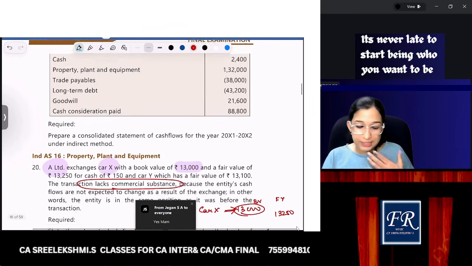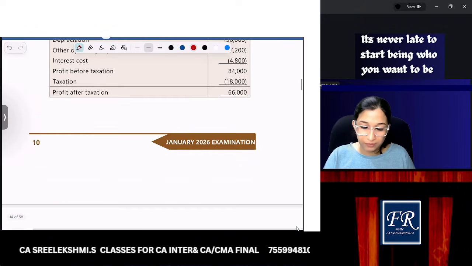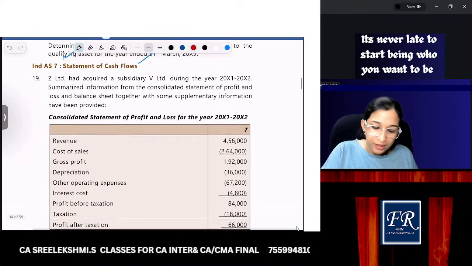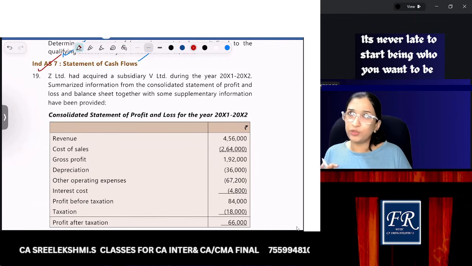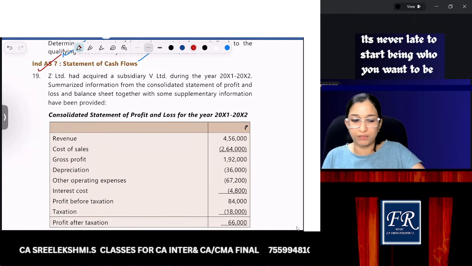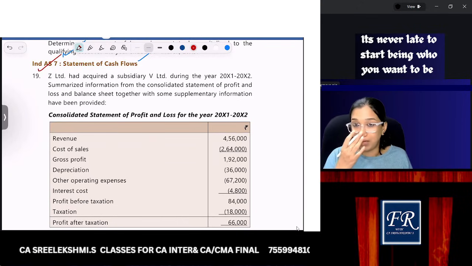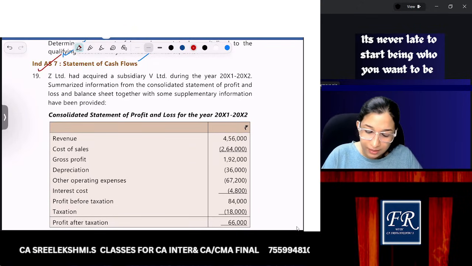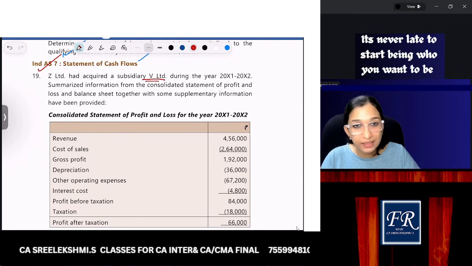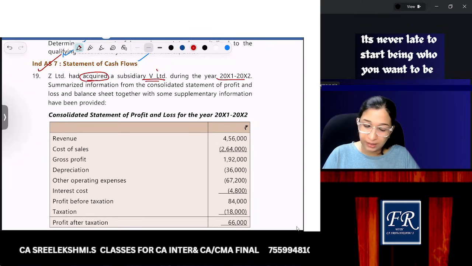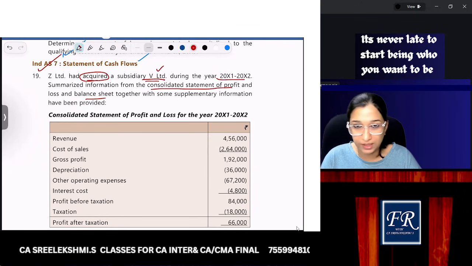Now, what is this? Consolidated cash flow statement. See in day 7. First, you need to know the format of cash flow statement. I need to remember the format of cash flow statement in direct method. And X Limited had acquired a subsidiary V Limited during the year 11-12. Summarized information from consolidated P&L and balance sheet with some supplementary information have been provided.